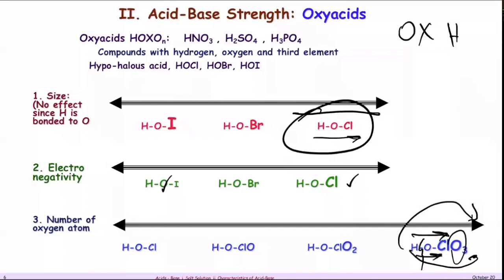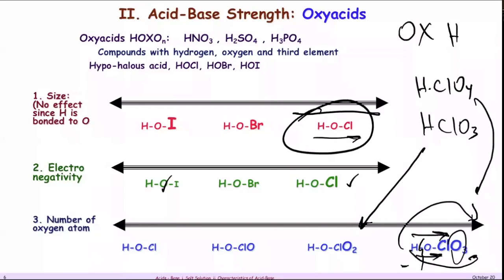This is your strongest acid. That's why in our 7 strong acids, we said HClO4 is in that list, and HClO3 is in that list. That's HClO3, and that's HClO4. But HBrO4 is not in that list. Why? Because bromine is less electronegative than chlorine. Okay, so that's what we see right here.